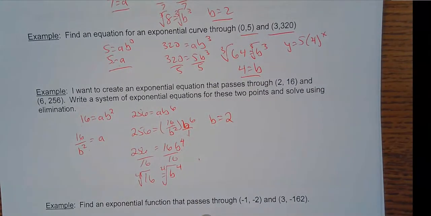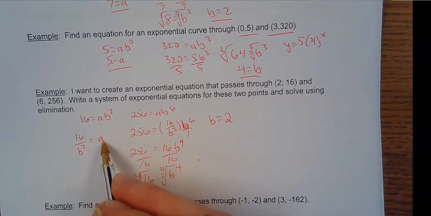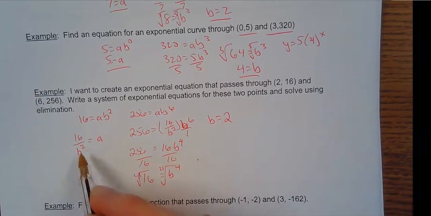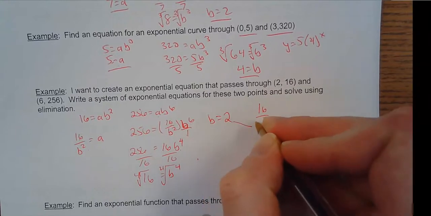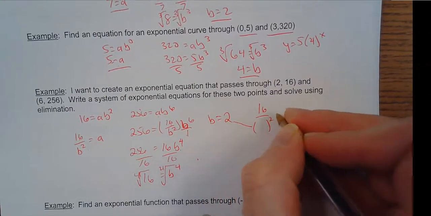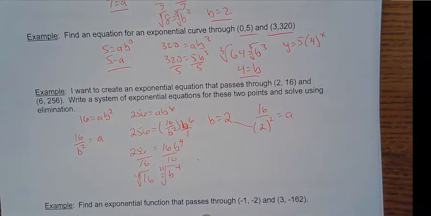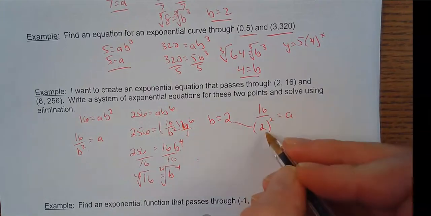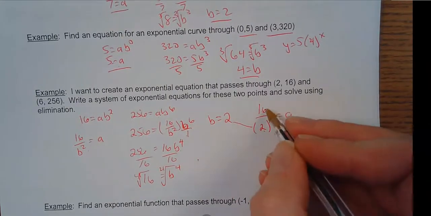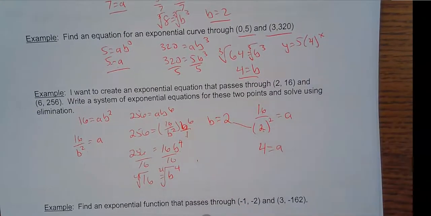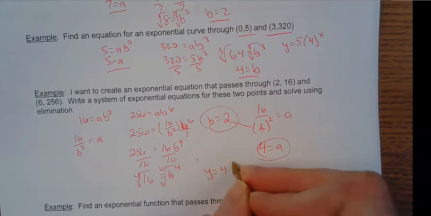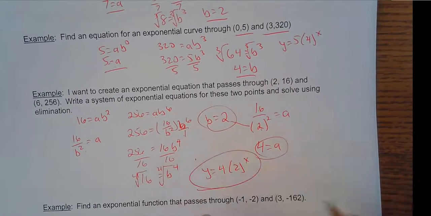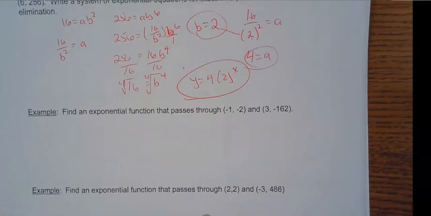So now I have my b, I need to find a. Well, go back, you have a by itself right here, plug in 2 for that b. So I'm going to plug that into 16 over, and instead of b squared, I'm going to have 2 squared. So 16 divided by 4, because 2 squared is 4, 16 divided by 4 is 4. So a equals 4. So I got b equals 2, a equals 4, y equals 4 times 2 to the x power is my equation.